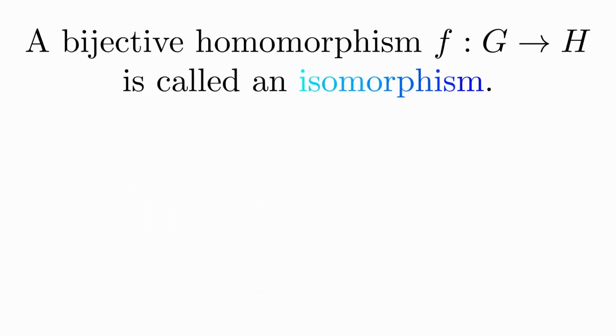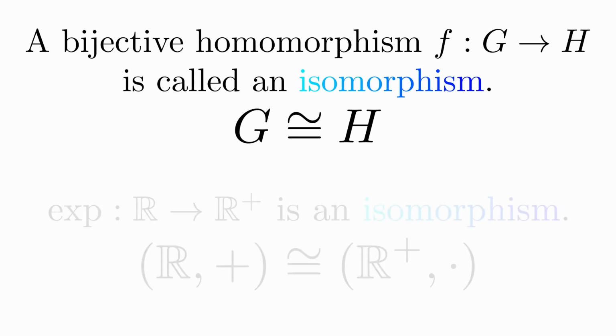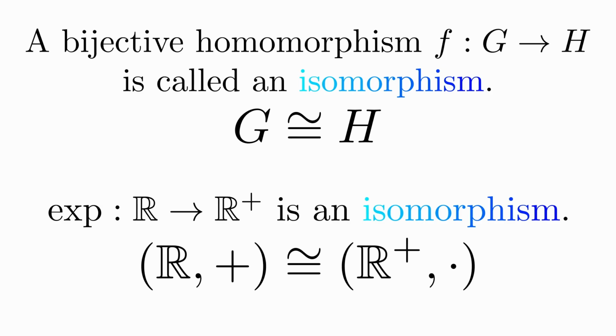A bijective homomorphism is called an isomorphism. A function is bijective if every element in the target group corresponds to exactly one element from the original group. If there is an isomorphism between 2 groups, we say that they are isomorphic and denote it like this. Isomorphic groups have the same number of elements and the same group structure, just with different labels for their elements. For instance, the exponentiation map from the real numbers under addition to the positive real numbers under multiplication is an isomorphism. This means that these 2 groups have the same structure, even though they appear different.